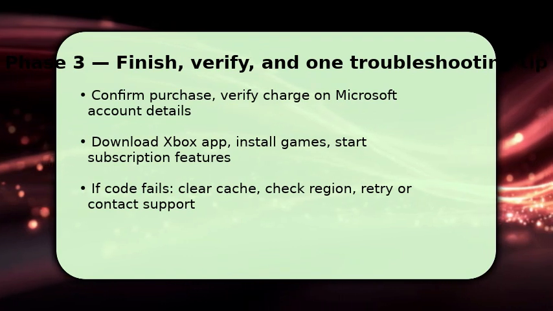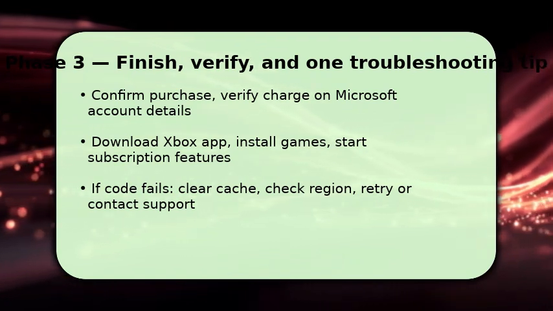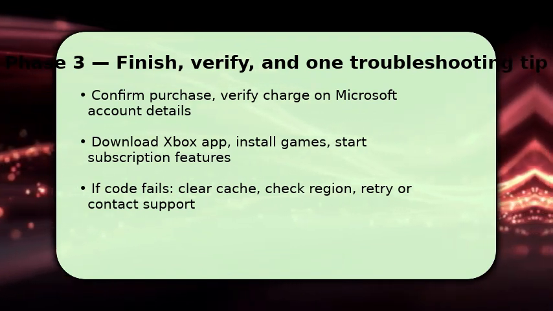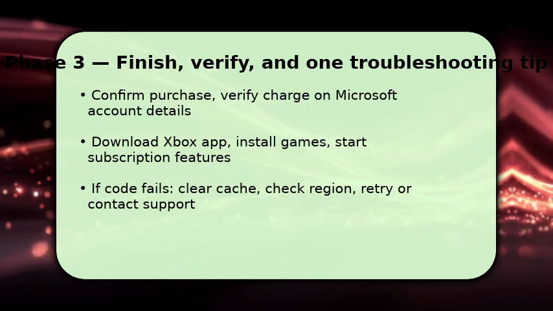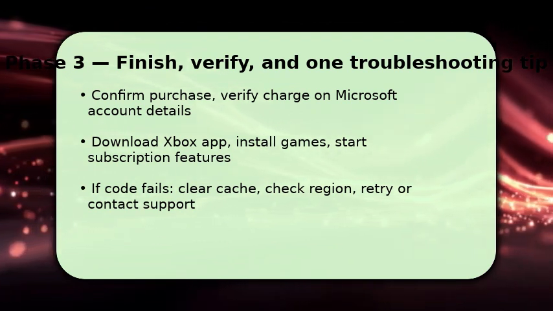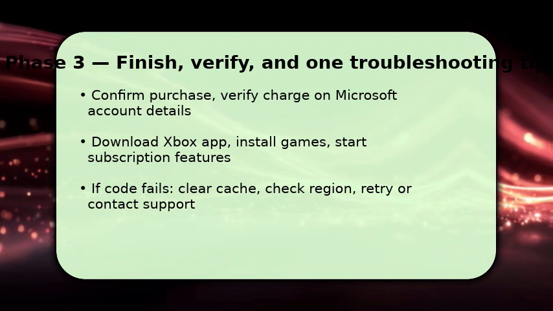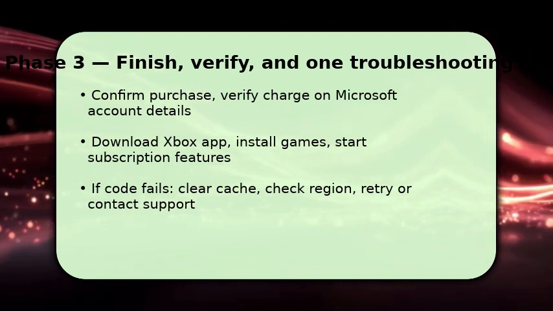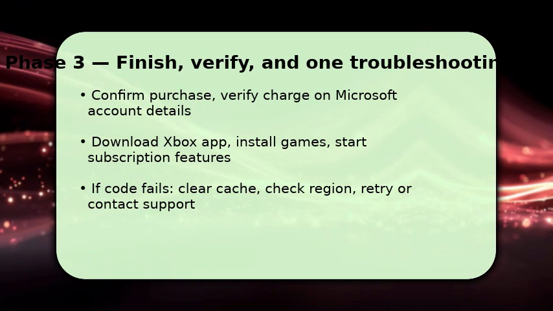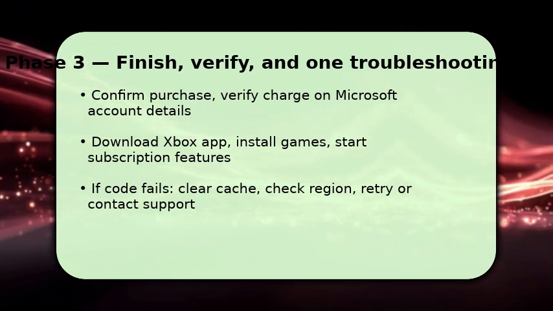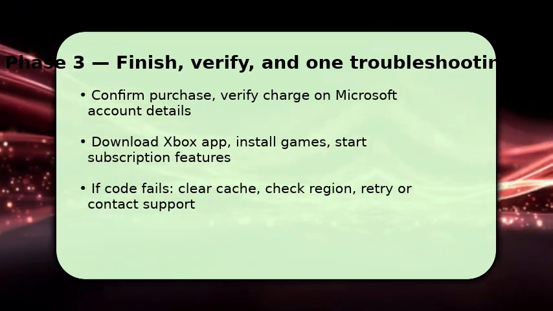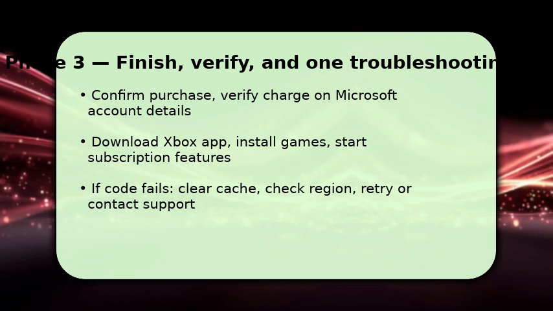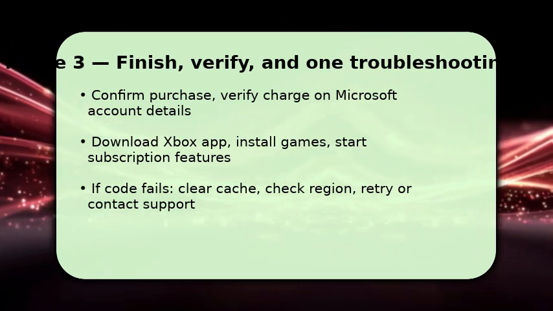Once confirmed, download the Xbox app or open the console, install Game Pass games, and sign in. Perks like cloud saves and EA Play appear automatically. Make sure to toggle auto-renew off if you only want 3 months. If something goes wrong, for example, a code won't redeem, clear your browser cache, verify region matches billing, and retry. Contact Microsoft support if issues persist.